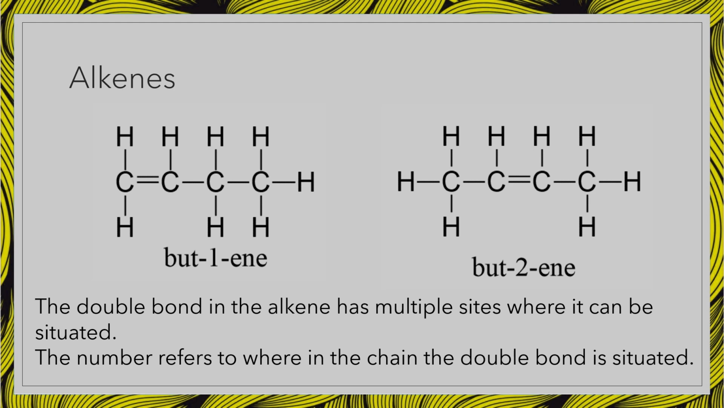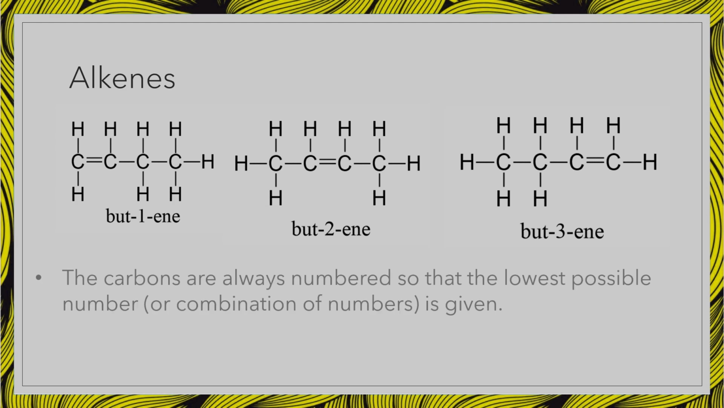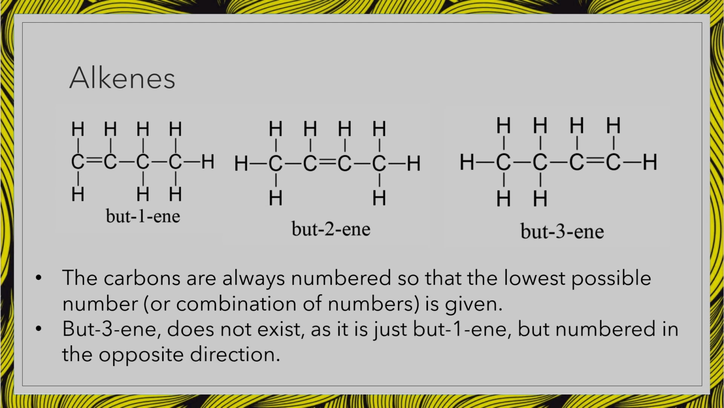Okay. Now, you might be saying, but Dr. Chaban, what about but-3-ene, the third carbon going to the fourth carbon? The carbons are always numbered so that the lowest possible number or combination of numbers is given. So with but-3-ene, it doesn't actually exist because it's just but-1-ene counting from the opposite direction. So realistically, but-3-ene does not exist. It's just but-1-ene drawn differently. Okay, drawn the opposite direction.